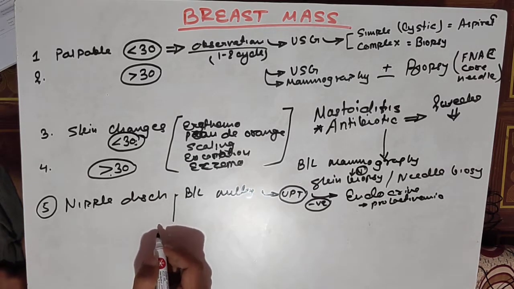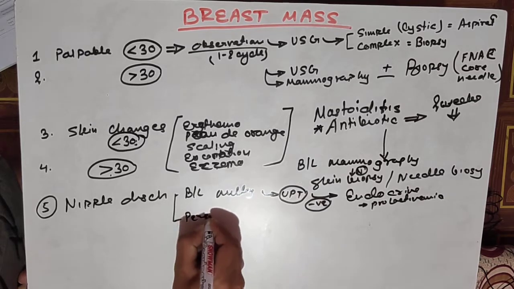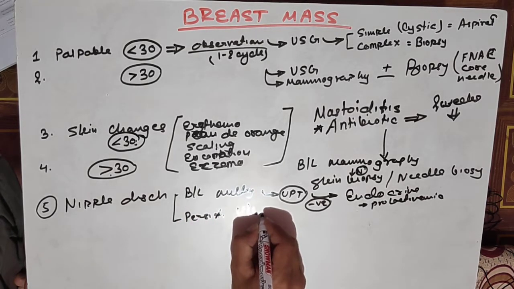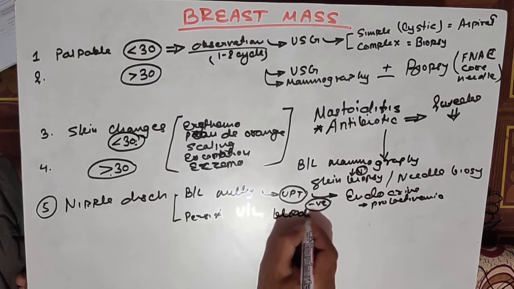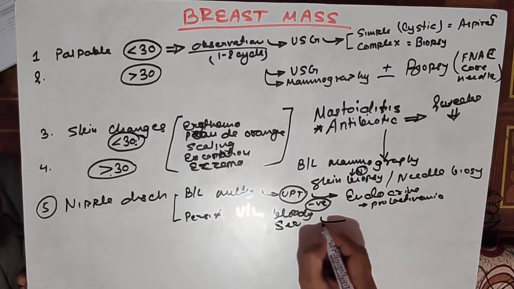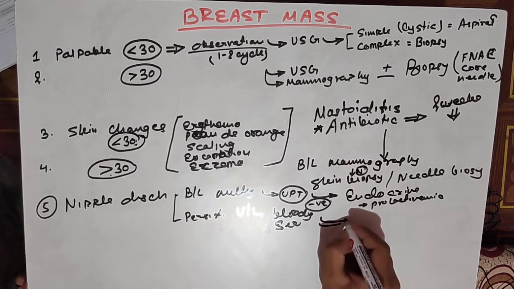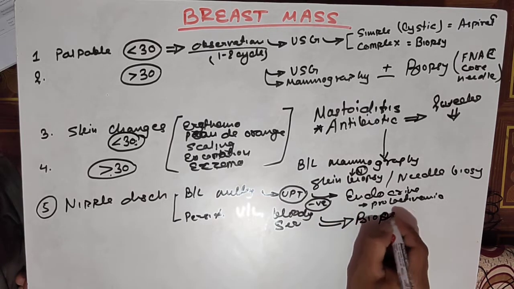Now the other type of discharge can be persistent spontaneous unilateral discharge. It can be persistent unilateral, or bloody or serous type. In these cases, we should always go for cytology. FNAC should be done, mammography is the optimal choice, and surgical referral can be done. Means biopsy is a must in these cases.